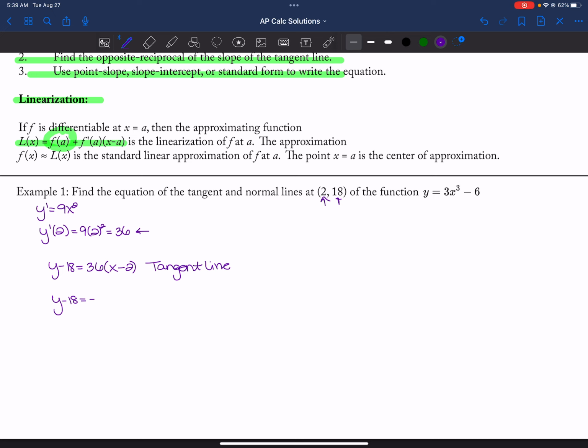Opposite reciprocal means make it negative if it's positive, or if it's negative, make it positive. So vice versa: positive becomes negative, negative becomes positive. And then you just flip the fraction. So 36 was in the numerator, 36 basically over 1, and so it becomes 1 over 36. And this is the normal line.